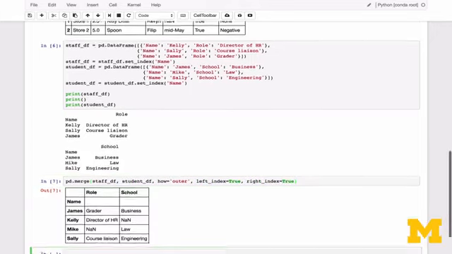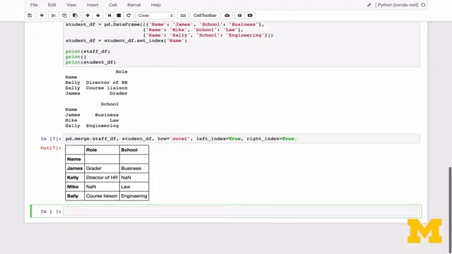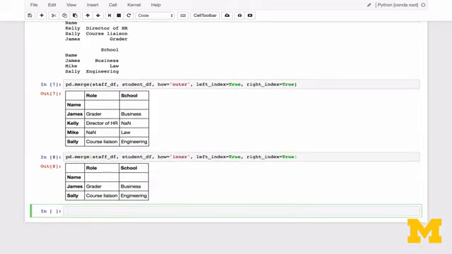We see in the resulting data frame that everyone is listed, and since Mike does not have a role and John does not have a school, those cells are listed as missing values. If we wanted to get the intersection, that is just those students who are also staff, we could set the how attribute to inner, and we see the resulting data frame has only James and Sally in it.